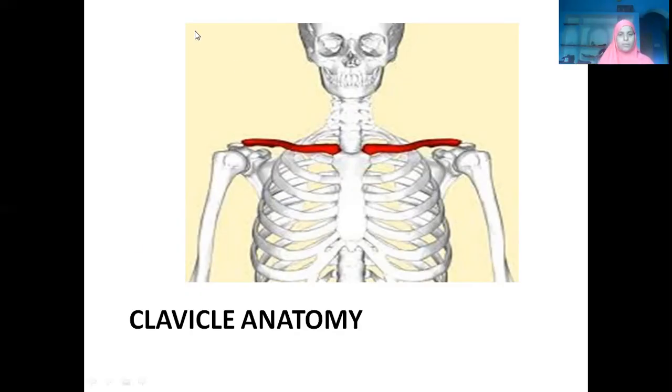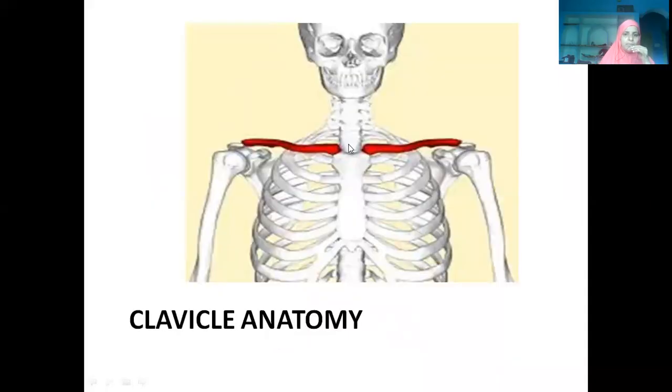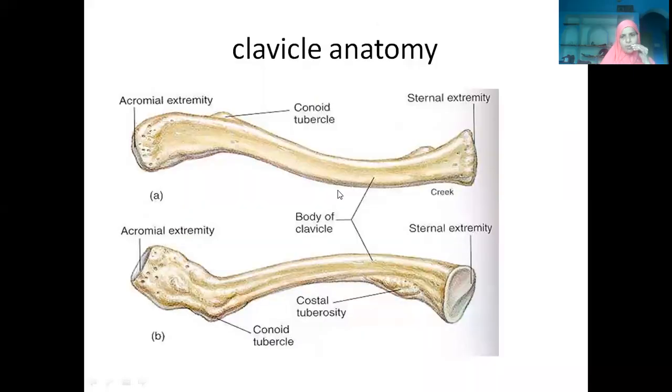Okay, now. So two ends, sternal end and the acromial end. So sternal end is articulating with which bone? The clavicular notch of the sternum to form the sternoclavicular joint. And the acromial end is articulating with the acromion process of the scapula to form acromioclavicular joint.